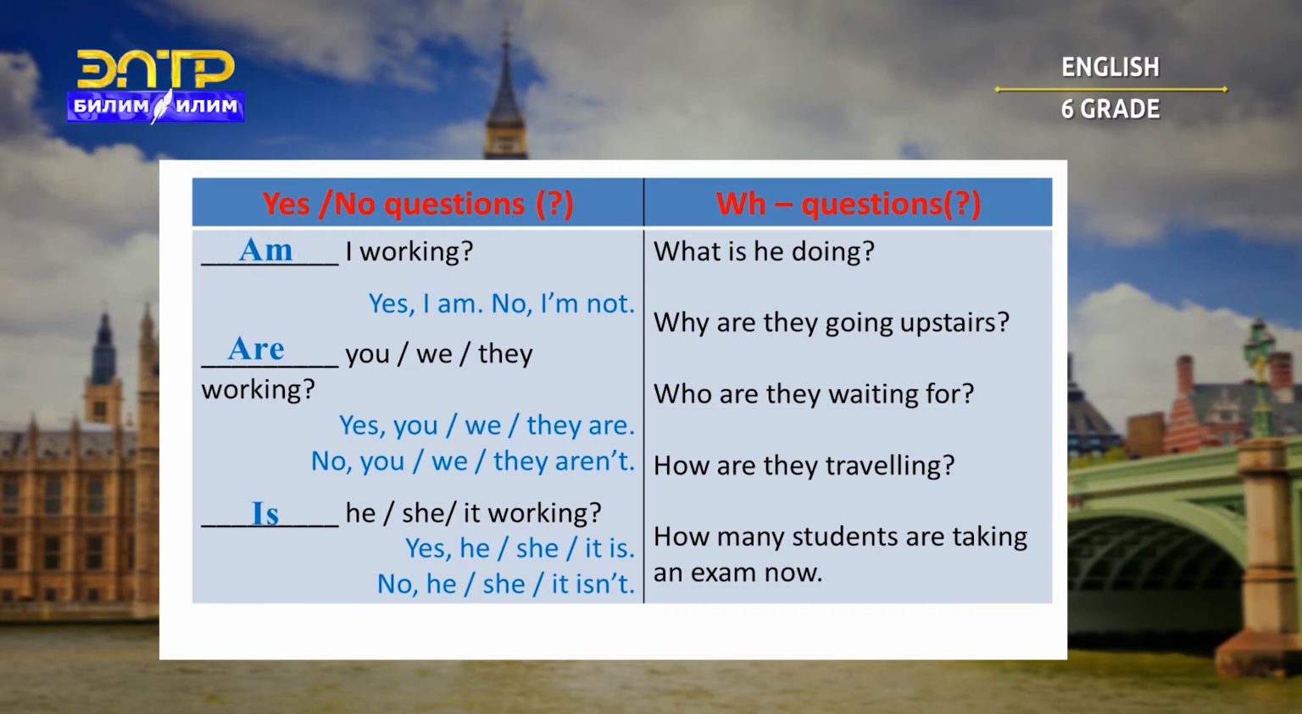Is he? Is she? Is it working? Yes, he is. Yes, she is. Yes, it is. No, he isn't. No, she isn't. No, it isn't. These are yes-no questions with present continuous.